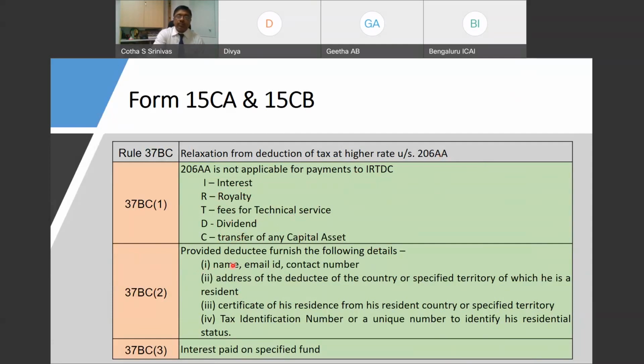Then the non-resident has to give this information: his name, email ID, and contact numbers. Then he has to give the address in the country or specified territory of which he is a resident, and a certificate of his residence. So the tax residency certificate has to be given. Then a tax identification number or a unique number to identify his residential status. All this information he has to furnish. He need not furnish his PAN.